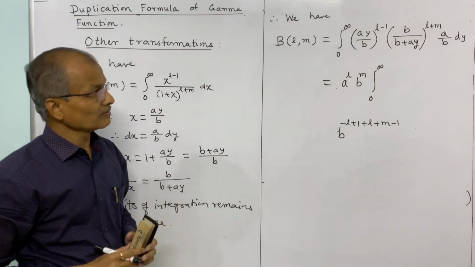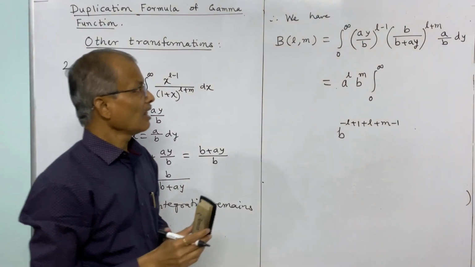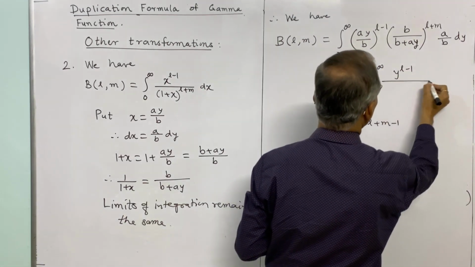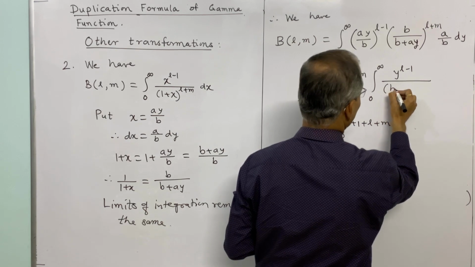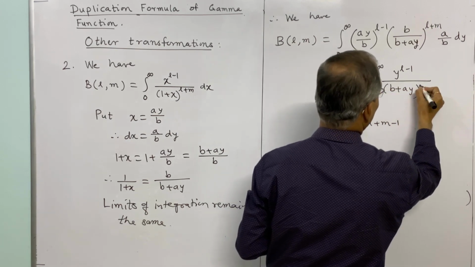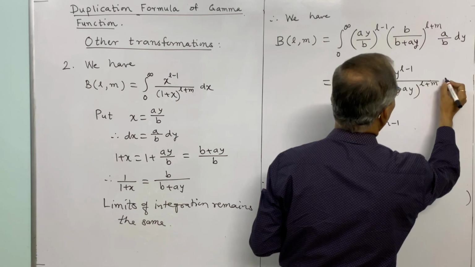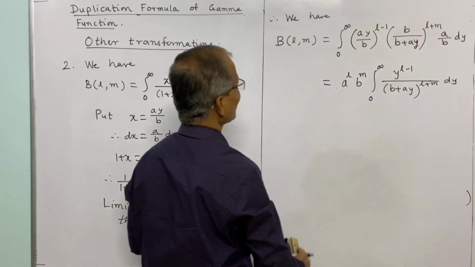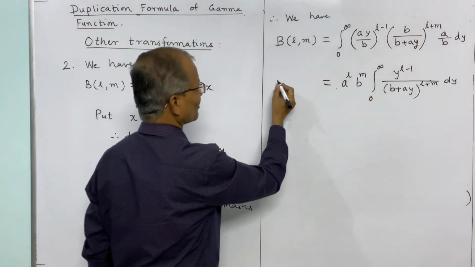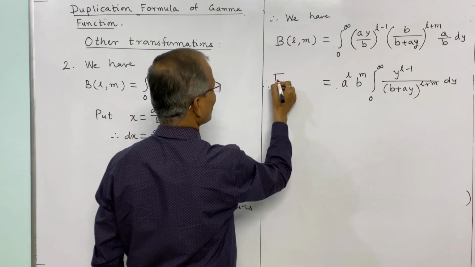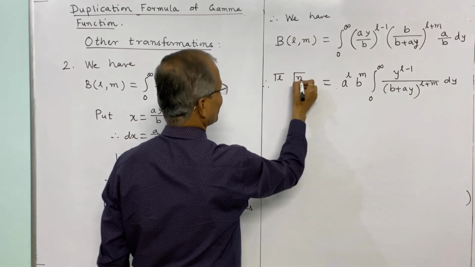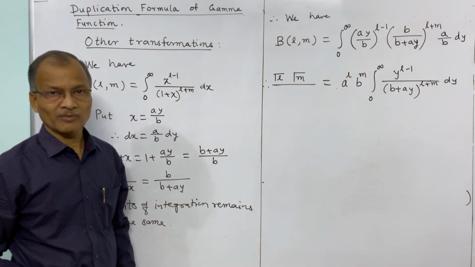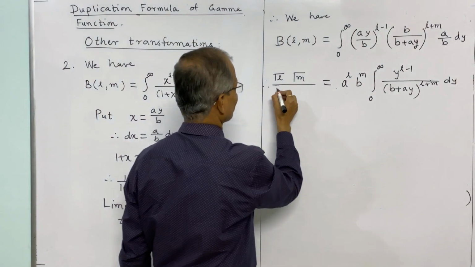and what are the remaining terms that should be written inside the integral: y to the power L minus 1 divided by, and this is the term b plus a y, and the power is L plus M into dy. So thus this is the form of beta function we have. But what is the beta function here? As gamma of L into gamma of M, the relation between beta and gamma function: beta of L and M is gamma of L into gamma of M divided by gamma of L plus M.